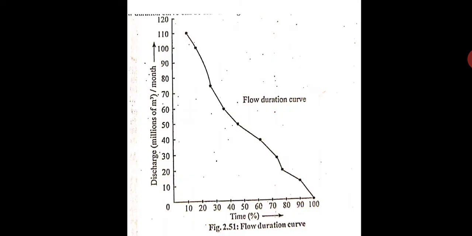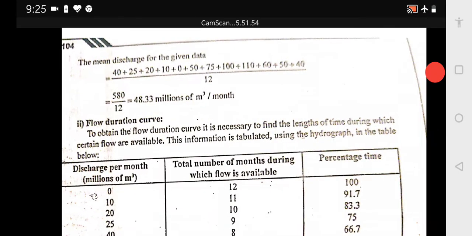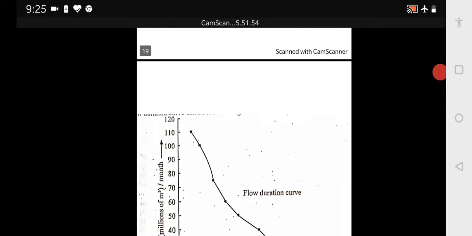So then when you plot all these points, you will join all the points with a smooth curve, and this becomes the flow duration curve. Okay, it means you can see this 110 million meter cube is only available for 10% of the time, whereas 10 million meter cube per month is available for 90% of the time, and the mean value was 48.33 million meter cube per month.